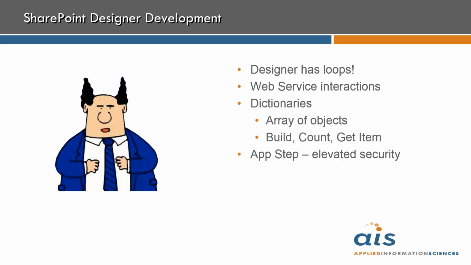We also introduced the new idea of dictionaries. Dictionaries are an object that is an array of objects, typically string value or key value pairs. I've only used them so far for interacting with web service actions, but you can build them, you can count dictionaries, you can get items. This is how you would request information to the web service or get the response data from the service. And we'll show you a little bit about that here in a couple minutes.